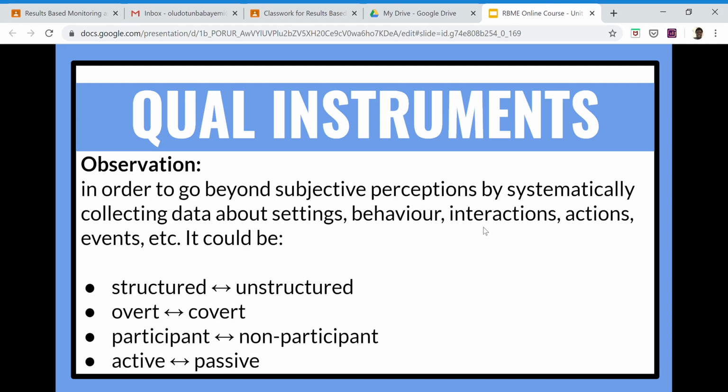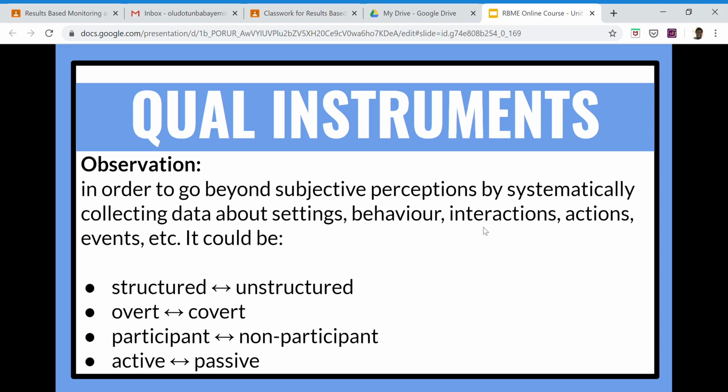Observation is also an instrument that's used by the evaluator. You do not necessarily need to go and ask people about a program. You can actually do that by just observing the program.